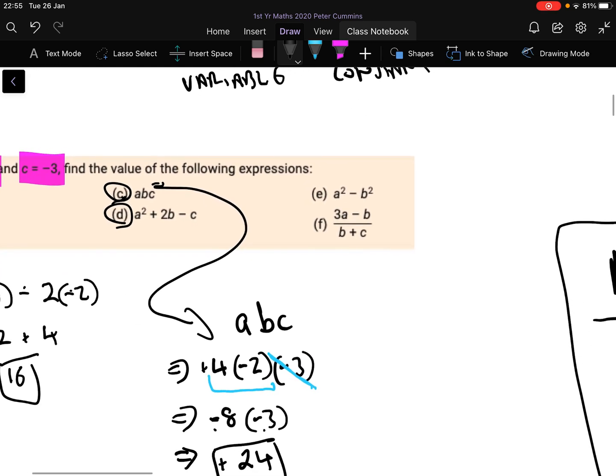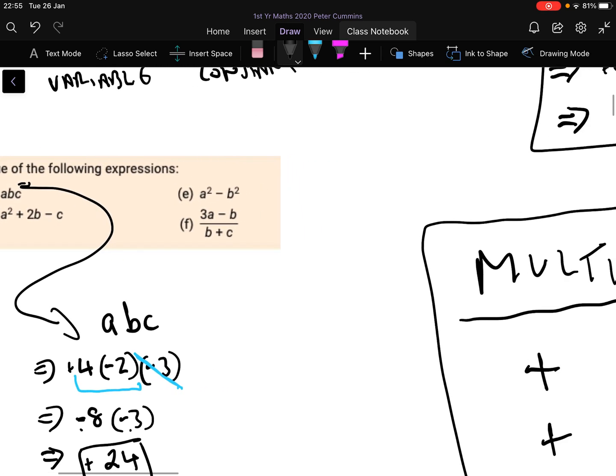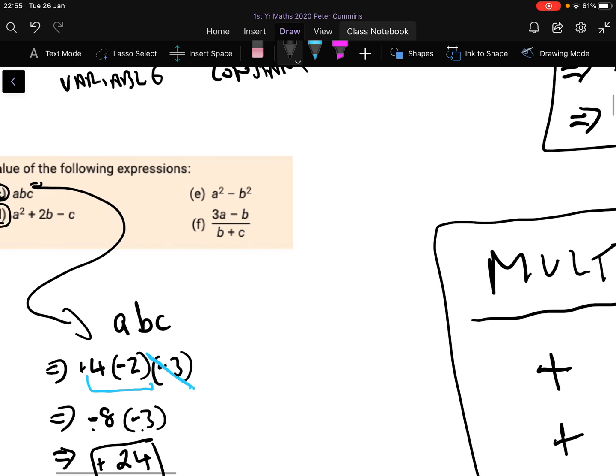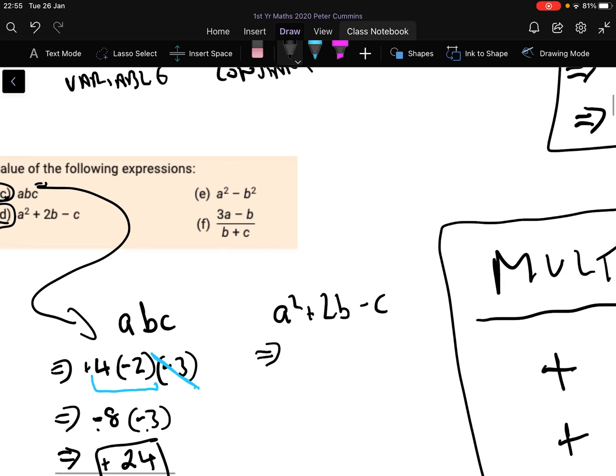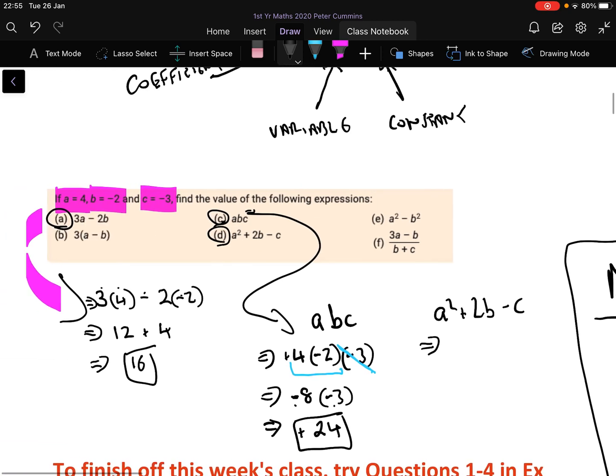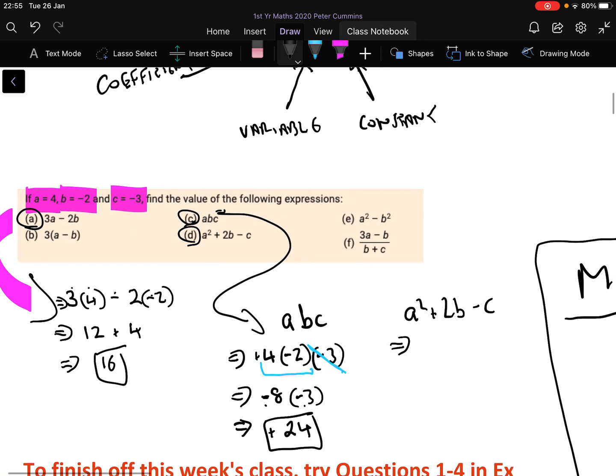One more, because it has a squared. A squared plus 2b minus c. So we have a squared plus 2b minus c. Okay. If you're not getting these at all, don't worry. We will go through this in the live class, even if it takes us over an hour.